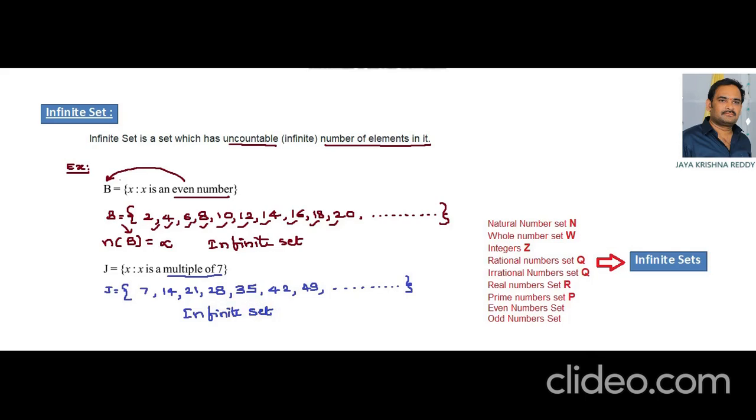So the natural numbers set N, whole numbers set W, integers Z, rational numbers set Q, irrational numbers set Q dash, real numbers set R, prime numbers set P, even numbers set, odd numbers set. All these are examples of infinite sets.